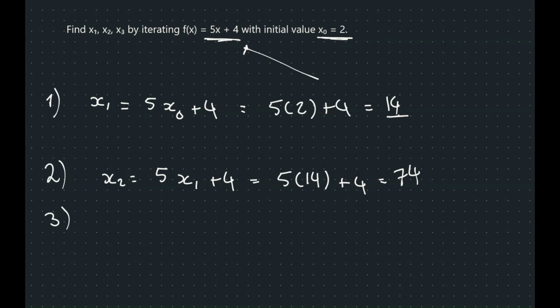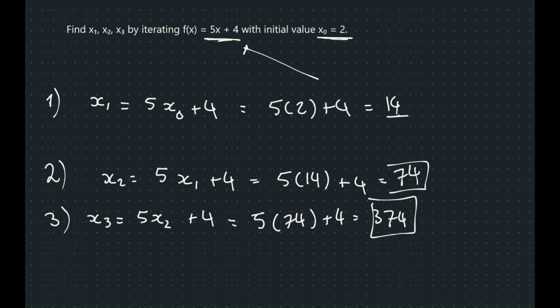And the third step to finish the game, x3 is equal to 5, you guessed it, x2 plus 4. So 5 times 74 plus 4. So let me write it here, 5 times 74 plus 4, which is equal to 374. So this is just iteration. We did not talk about it during the explanation, but it's a really easy concept.